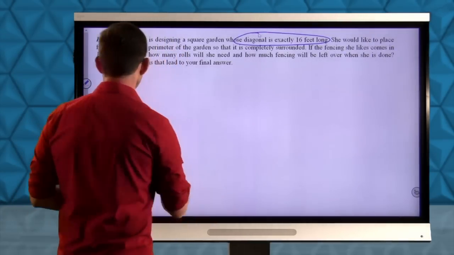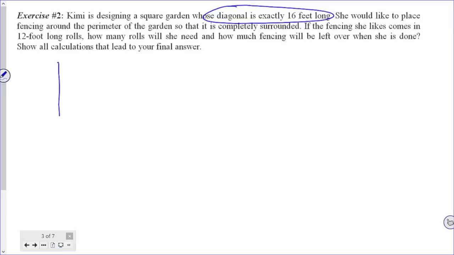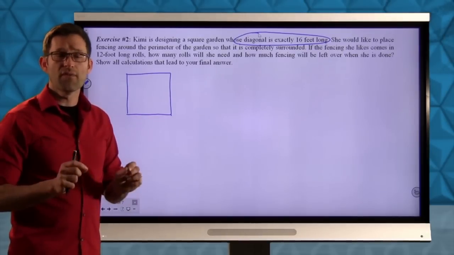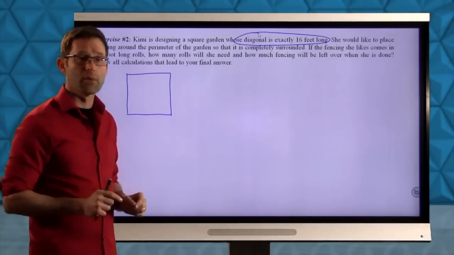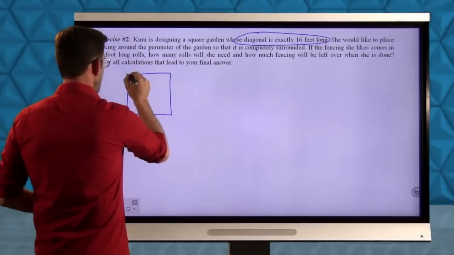Good picture. Let's start with that. Now notice it says that its diagonal is 16 feet. It doesn't have to say it's the shorter diagonal or the longer diagonal, because the plain fact is, due to the fact that it's a square, and squares are rectangles, the two diagonals are the same length. So what do I know about this square?